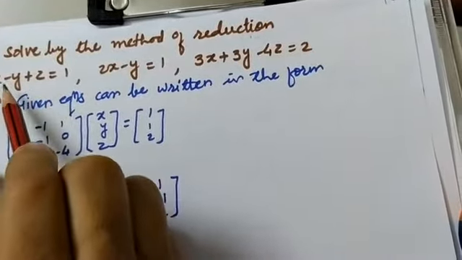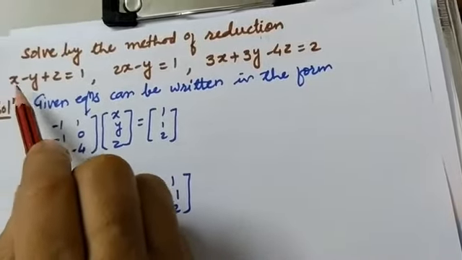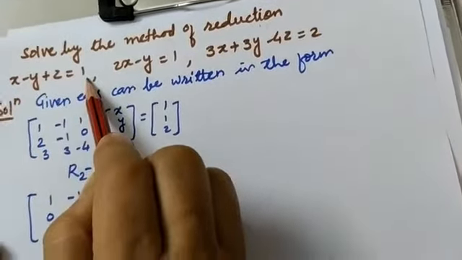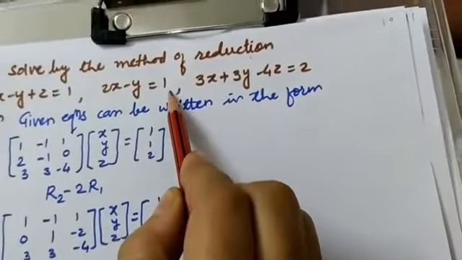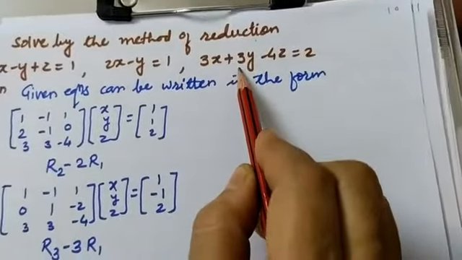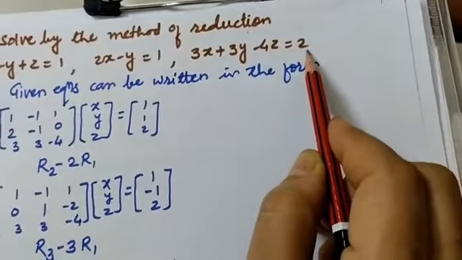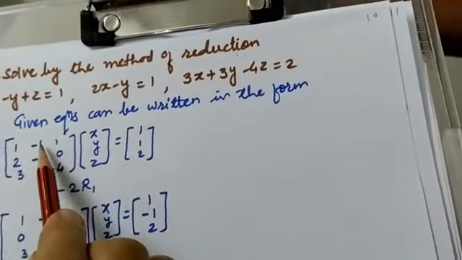Remember. Now see the problem. See the equations. x minus y plus z equal to 1. 2x minus y equal to 1. 3x plus 3y minus 4z equal to 2. Now see the steps.